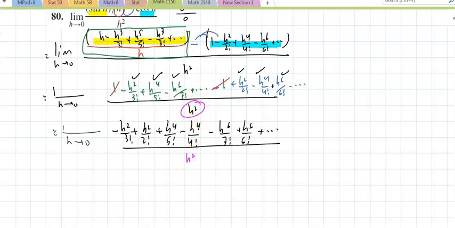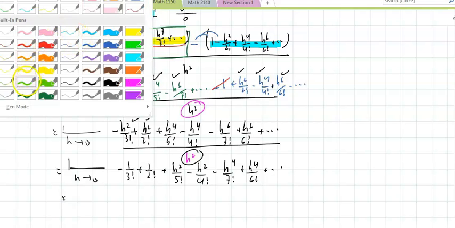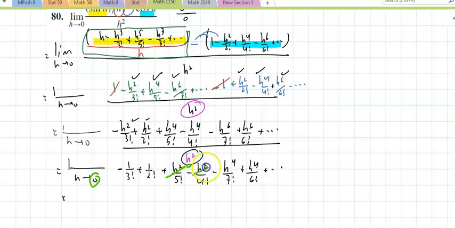Those are all divided by h squared. So now, if I divide each of those by h squared, I could combine them, of course, but that's a lot of work. That will leave me with negative 1 over 3 factorial plus 1 over 2 factorial. I'm dividing each of those by h squared, plus h squared over 5 factorial minus h squared over 4 factorial minus h to the 4th over 7 factorial plus h to the 4th over 6 factorial, and the list goes on. And now, if I replace h by 0, each of those will zero out, and guess what? I would be left with negative 1 over 3 factorial plus 1 over 2 factorial.